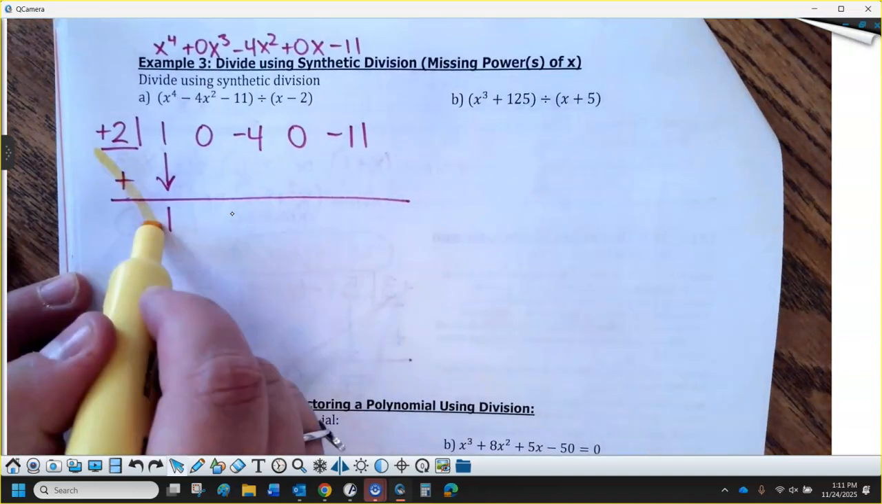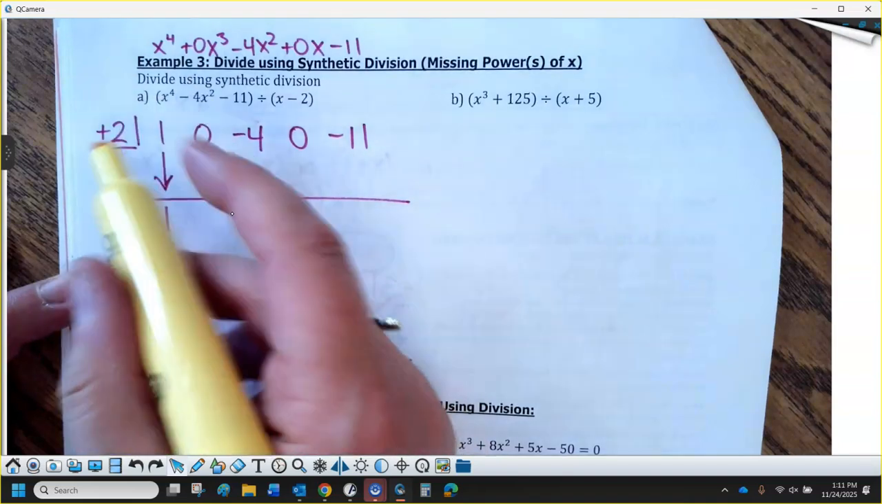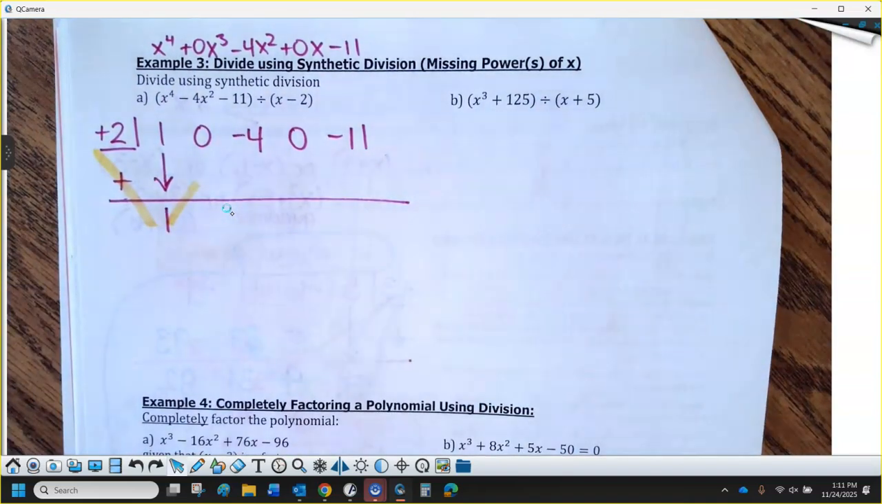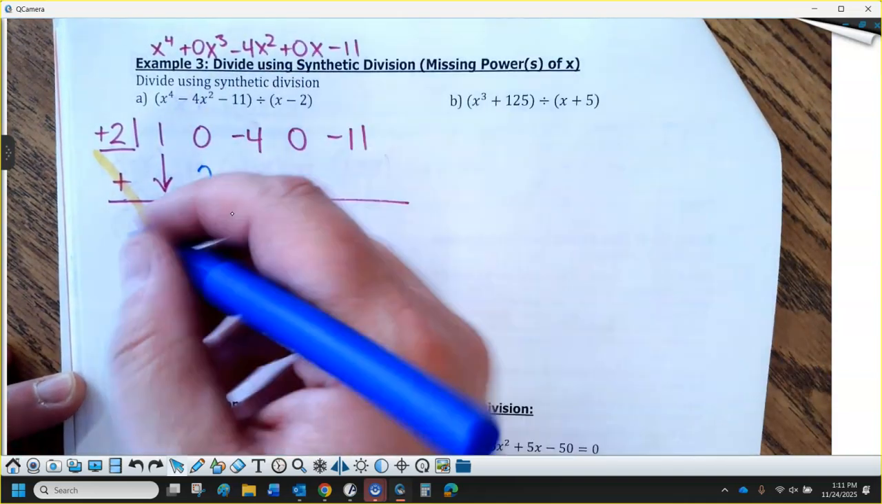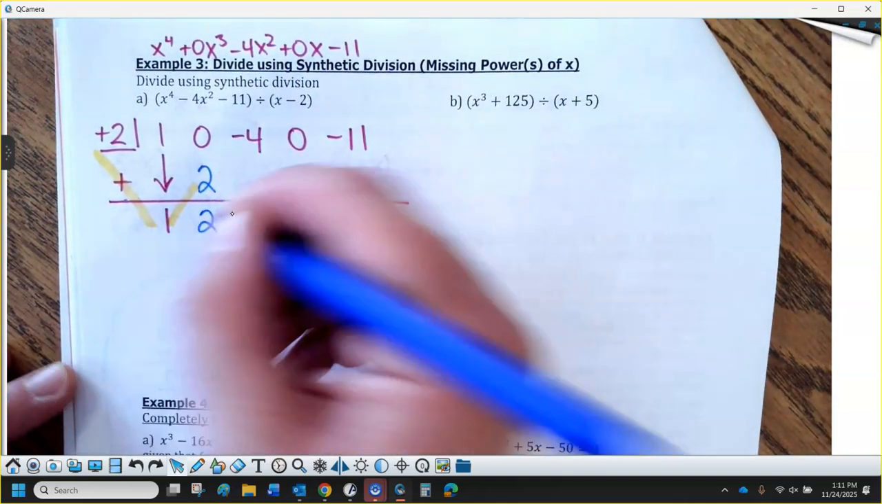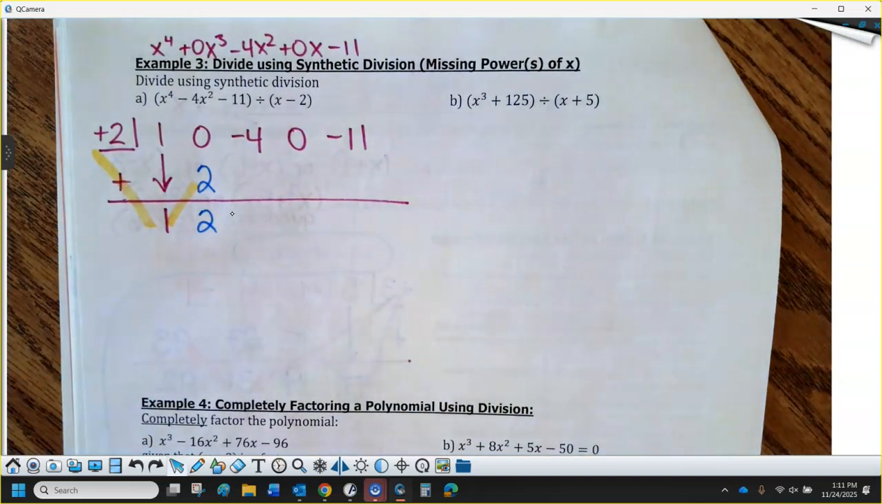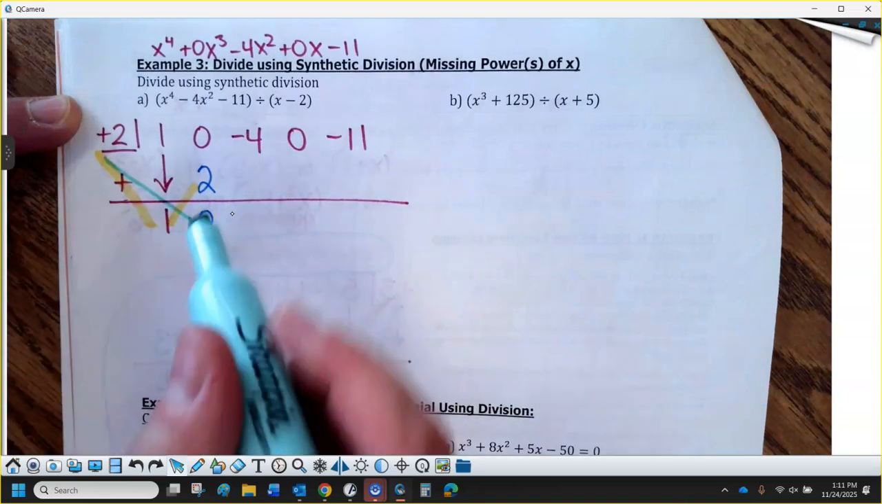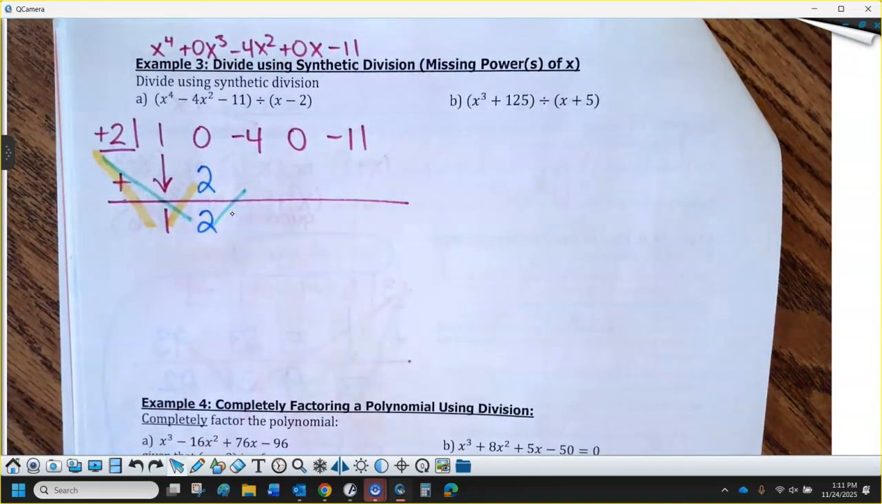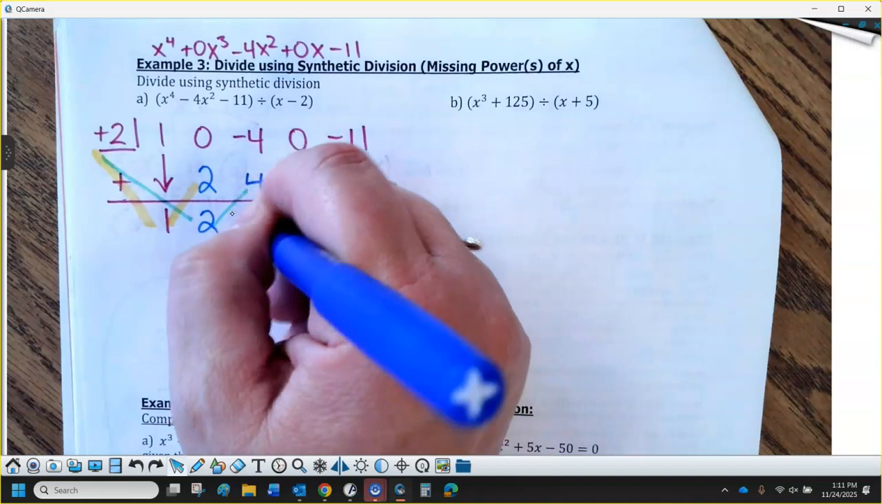So I'm going to do 2, the number outside, times the number below the line, and then put the result in the next open spot. So 2 times 1 is 2. We're going to add 0 to that, so I'm actually just going to get 2 again. And I'm just trying to use different colors to show you this, but you don't have to. So 2 times 2 is 4. And that actually adds up to 0.